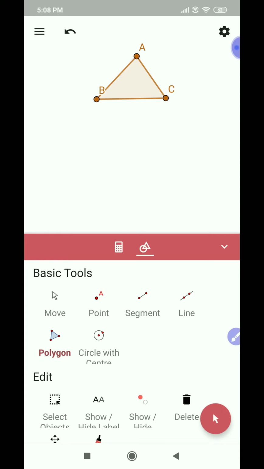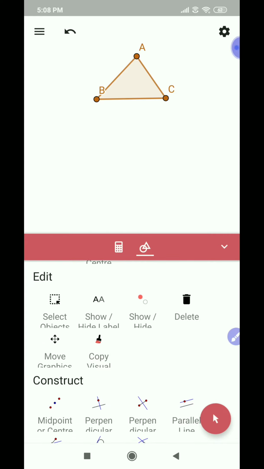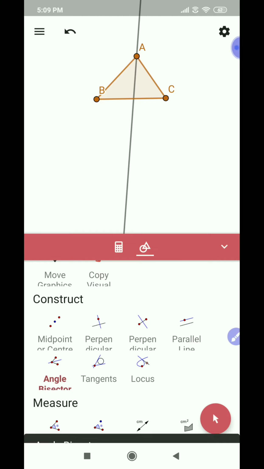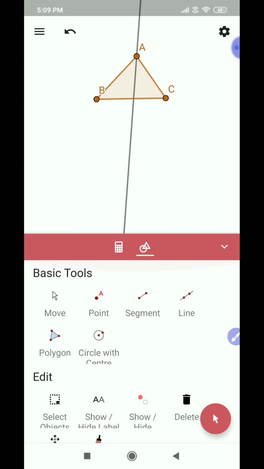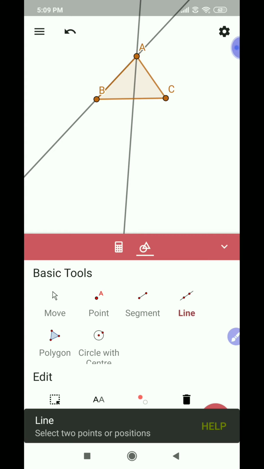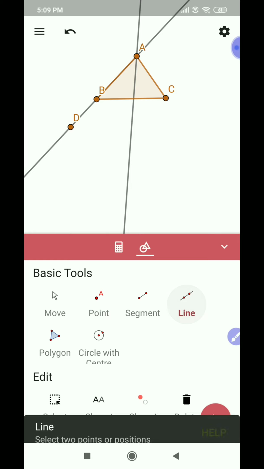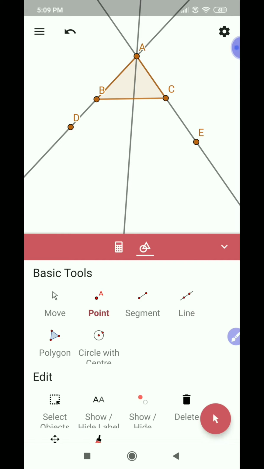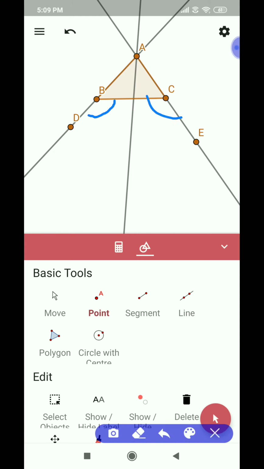Here, take the angle A. It is an interior angle. Now construct the angle bisector of angle A. Now extend AB and take a point on the extension. Similarly, extend AC and take a point on the extension. This is the external angle of B, and similarly there is the external angle of C.